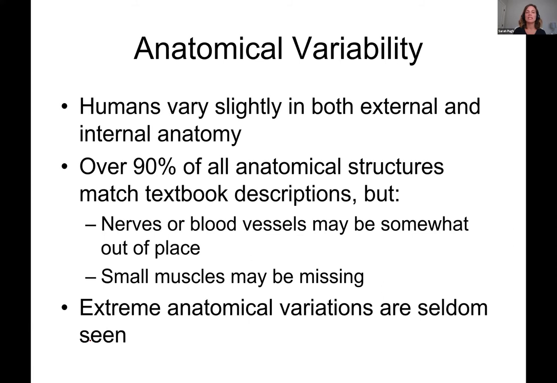Now, we don't see extreme variations very often, but some of the cool things we might find in our specimens: obviously pregnancy will change a lot of things, but we've seen vessels in different locations. We've seen specimens that have tumors or cysts in different areas of the body. So we've seen some pretty cool things.